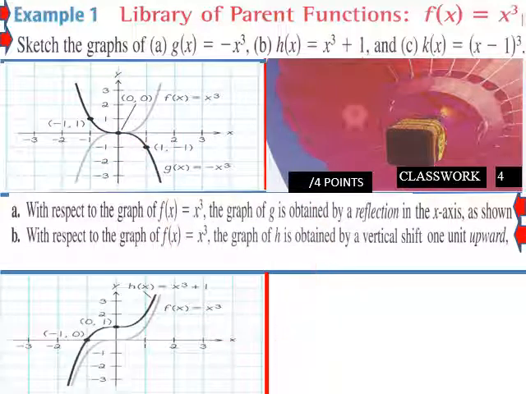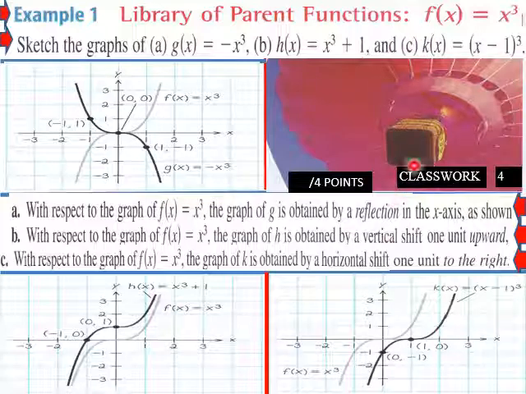And then for f of x equals x cubed, the graph of h, which is here, is obtained by a vertical shift of 1 unit upwards. So you just shift upwards 1 unit, and you get this graph right here. This is the parent, and then this is the shift.